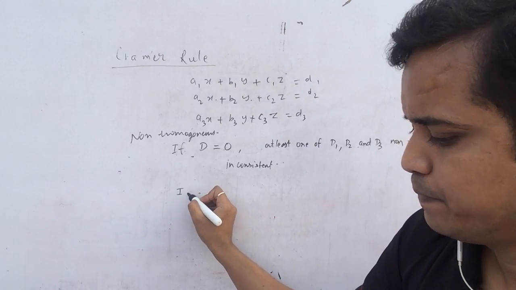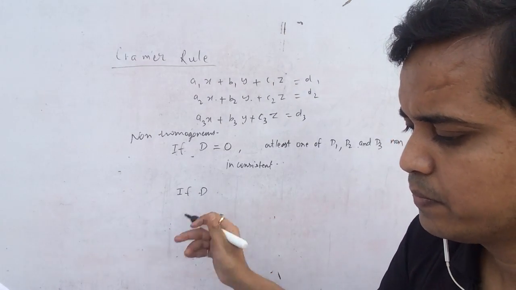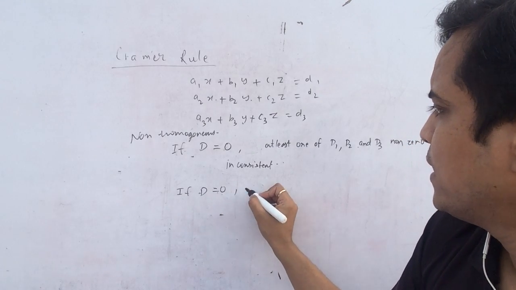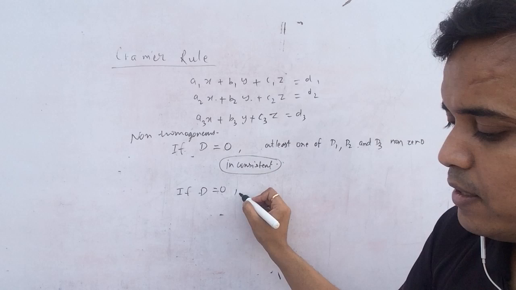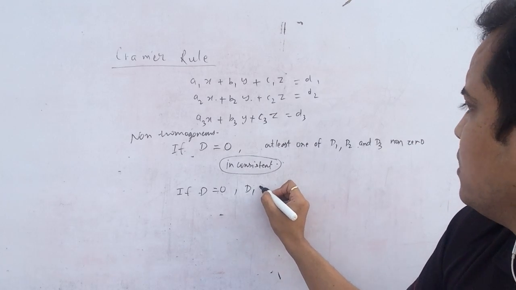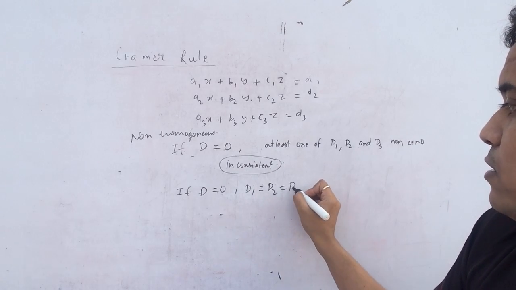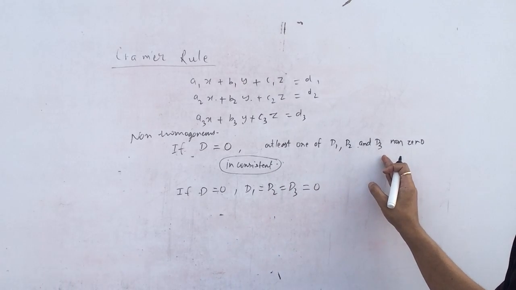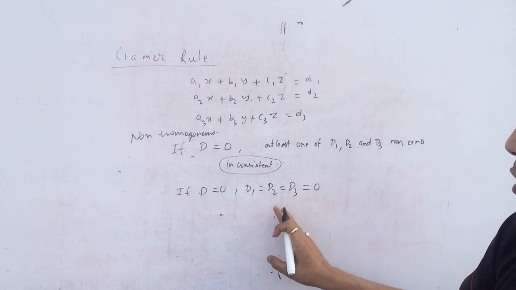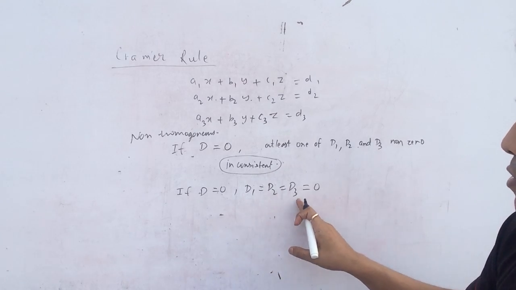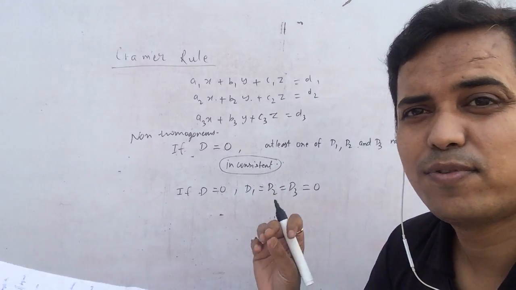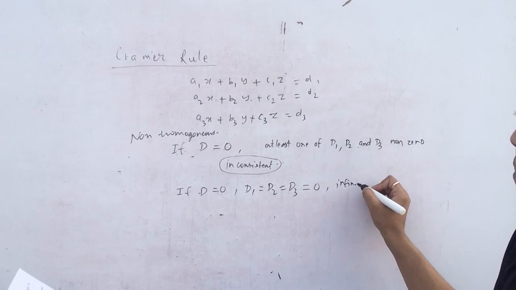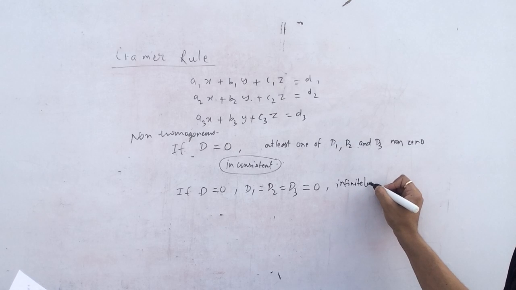Okay, if the condition is D equal to 0 and D1 equal to D2 equal to D3 equal to 0, in the previous case you were not getting all determinants 0. But here, if you get all the determinants 0, D1 equal to D2 equal to D3 equal to 0, then you can say that the system has infinitely many solutions.